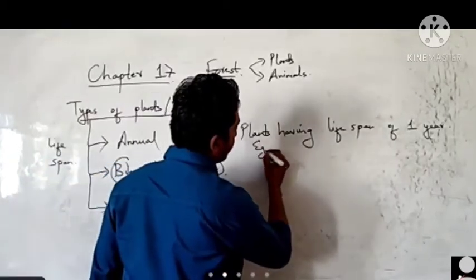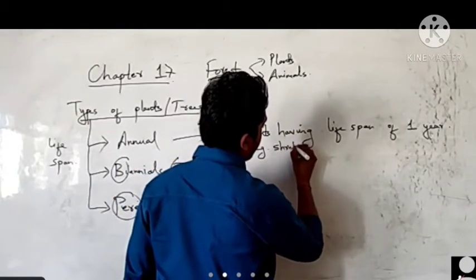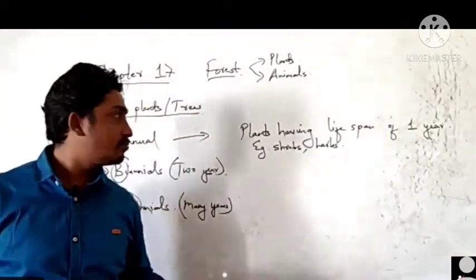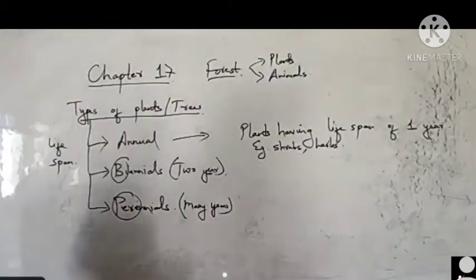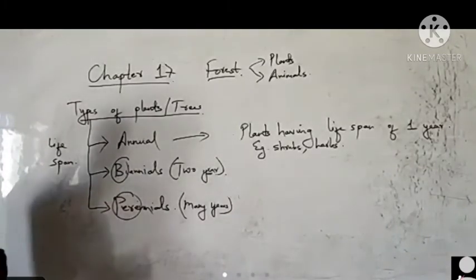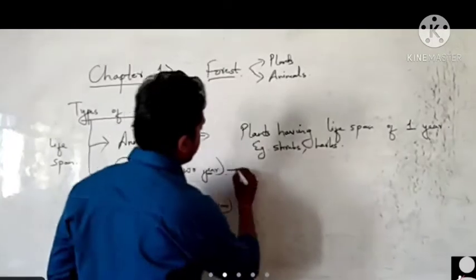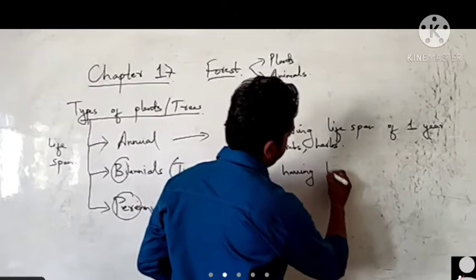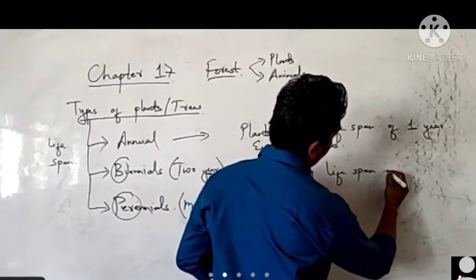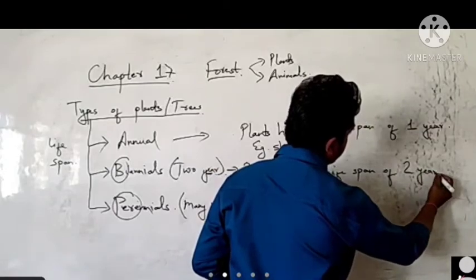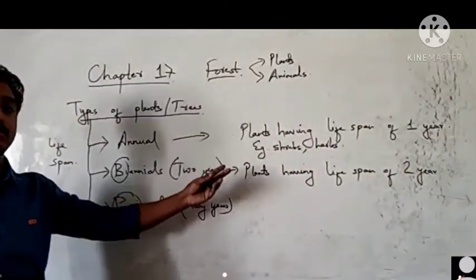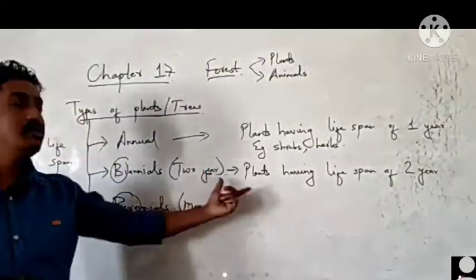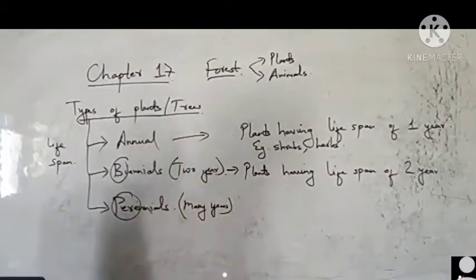Examples are shrubs, herbs, or basically small plants. Small plants, shrubs, herbs, et cetera. Biennial are the plants having a lifespan of 2 years. Many plants have a lifespan of more than 1 year but less than 3 years, so this type of plants we can include in biennial plants. Then we have perennial plants.